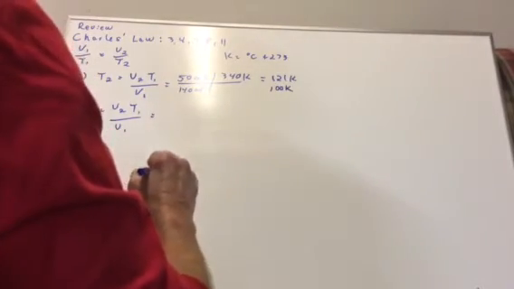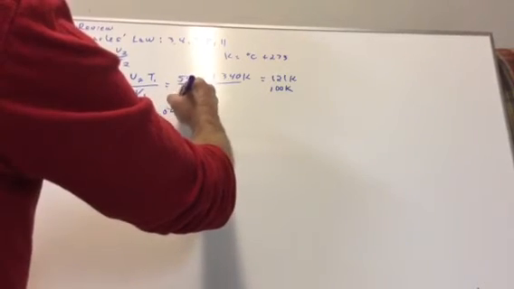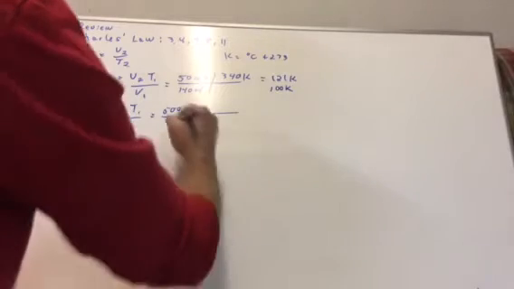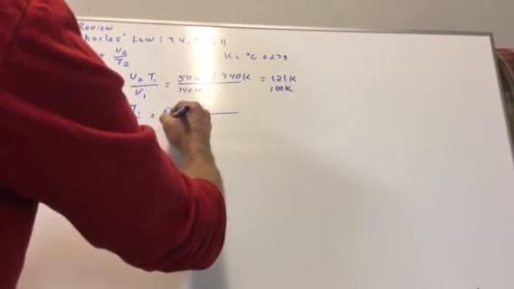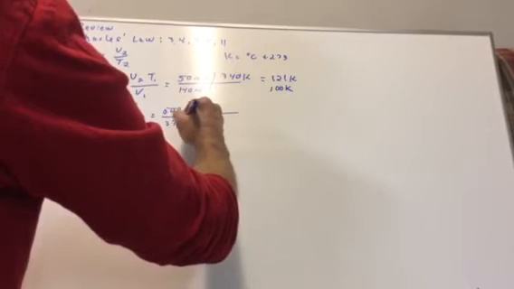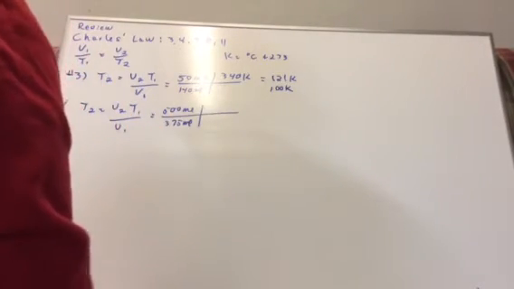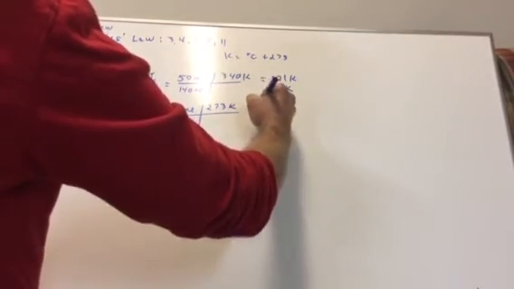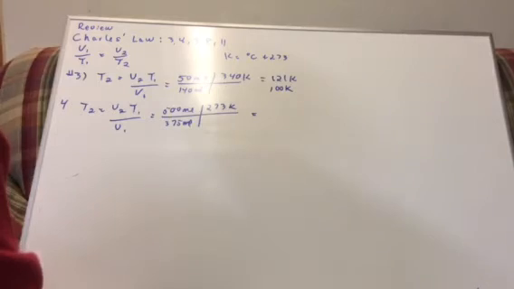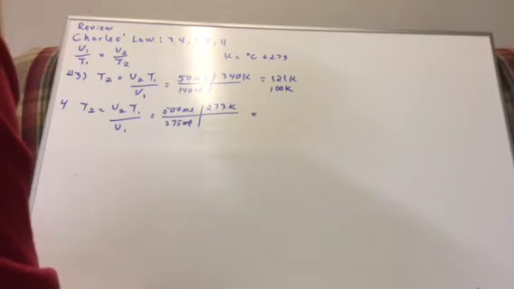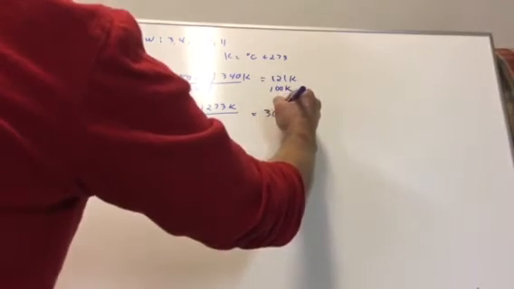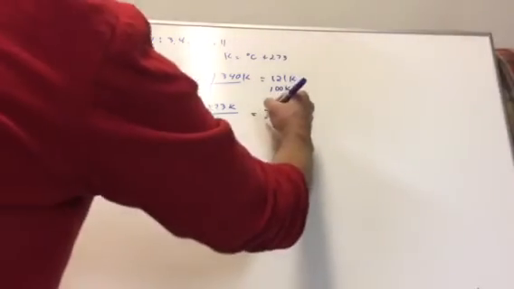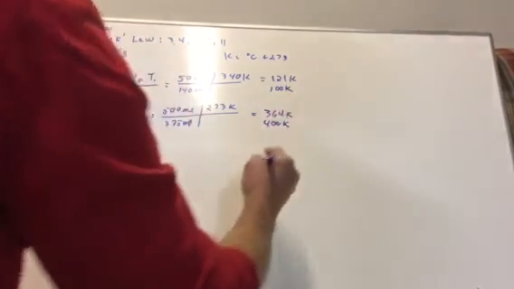V2 is 500 milliliters. The initial volume is 375. And the temperature was at 0 degrees, standard temperature, or 273 Kelvin. And the answer is 364 Kelvin. But as you look at the problem, you see there's one significant digit, so that makes it 400 Kelvin.